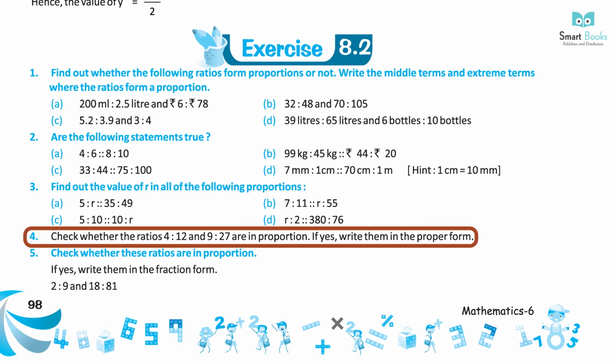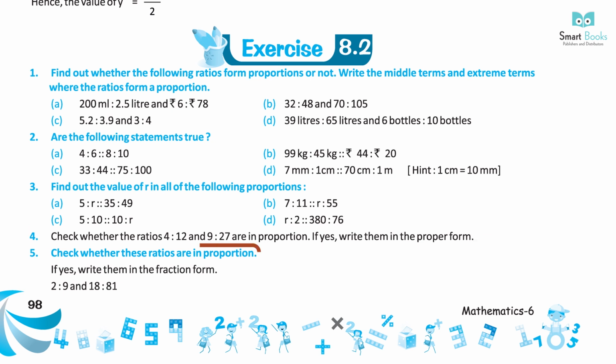Question 4. Check whether the ratios 4 ratio 12 and 9 ratio 27 are in proportion. If yes, write them in the proper form. Solution. Yes. 1 ratio 3 is to 1 ratio 3. Question 5. Check whether these ratios are in proportion. If yes, write them in the fraction form. 2 ratio 9 and 18 ratio 81.